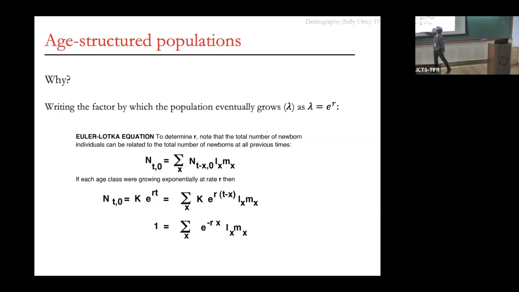Cancel out the Ks, divide both sides by e to the rt, and we get the Euler-Lotka equation for the leading eigenvalue. And e to the minus r is just 1 over lambda. So we can write it as lambda, or we can write it as e to the minus r. So that's nice. And what this allows us to do is we don't have to calculate that ugly determinant of the matrix minus lambda I and find all of the eigenvalues when all we really want is the biggest one. And so in demography, this is typically how that biggest one is found.